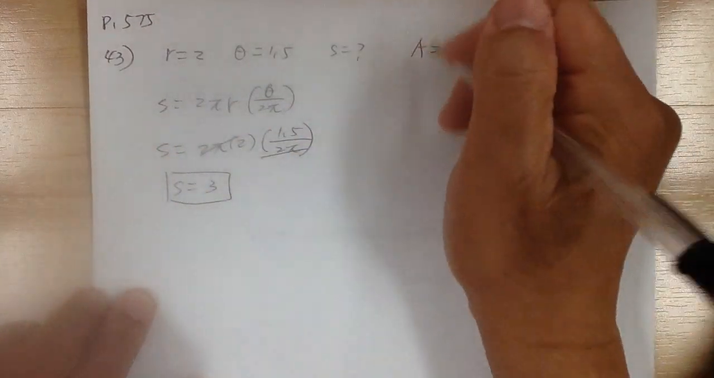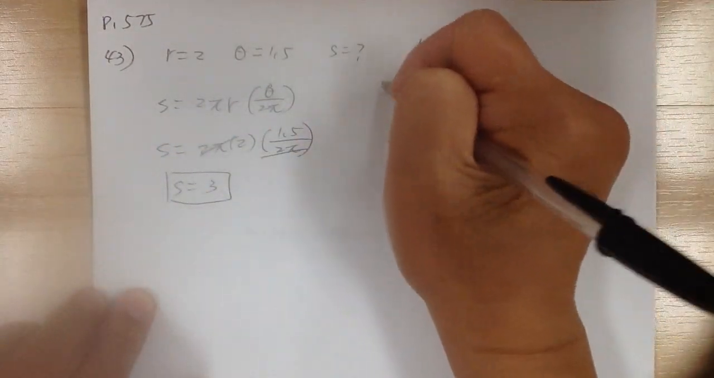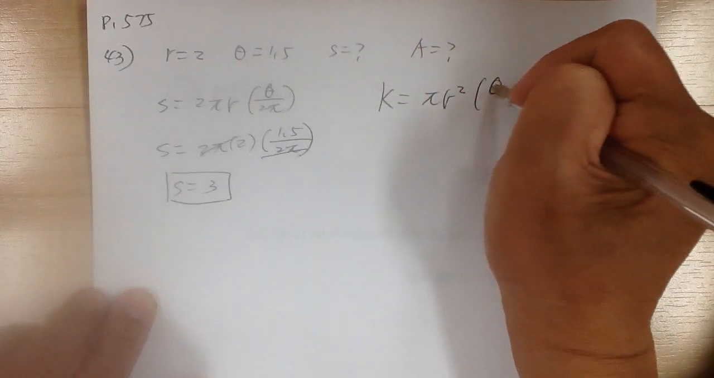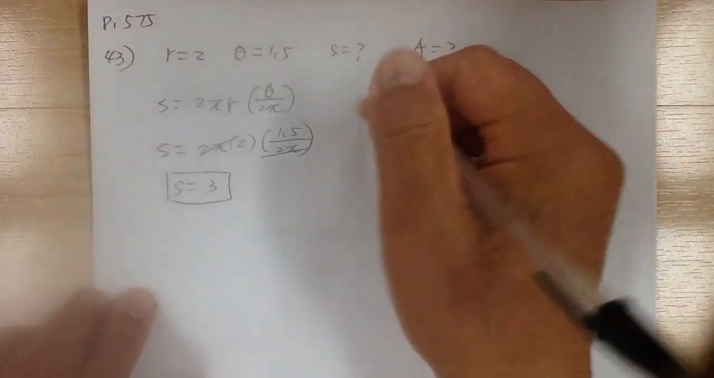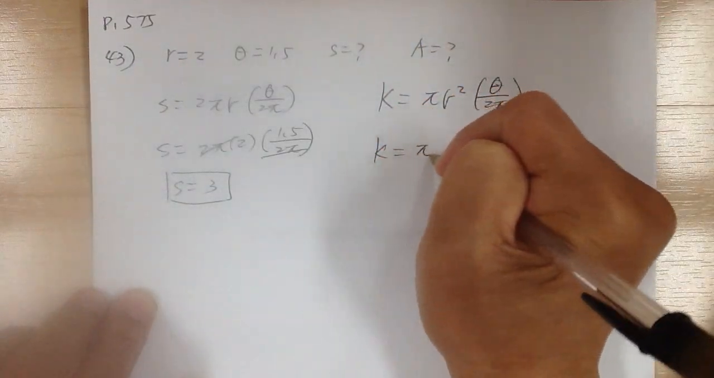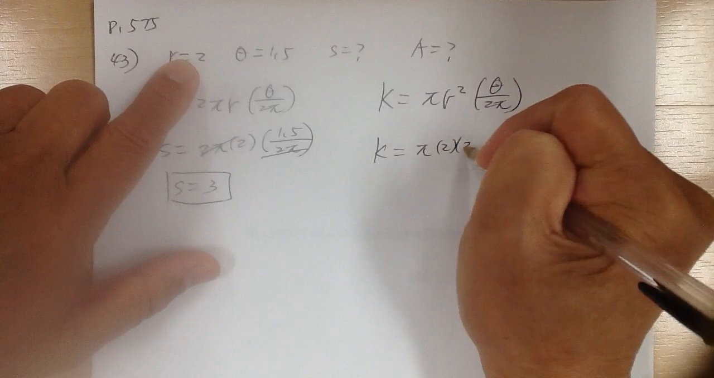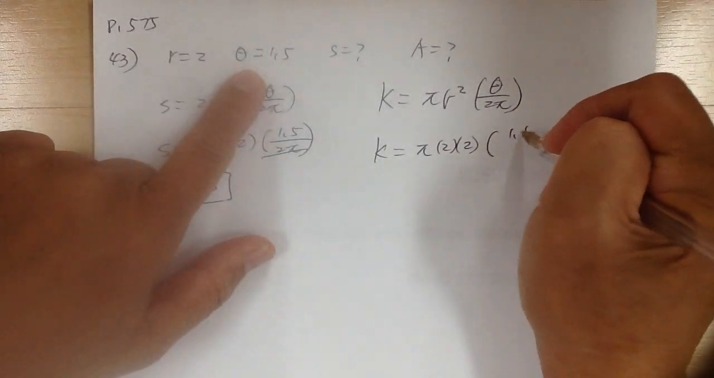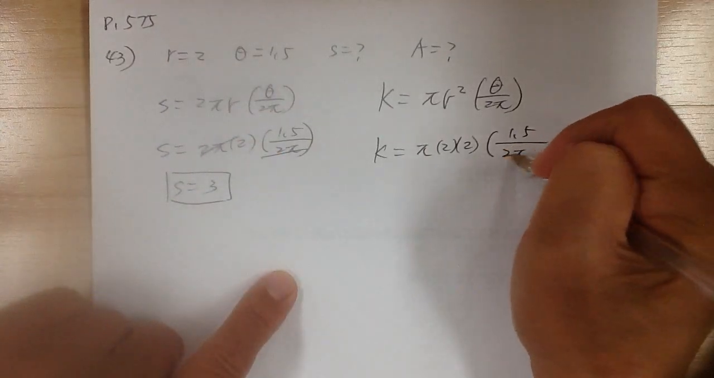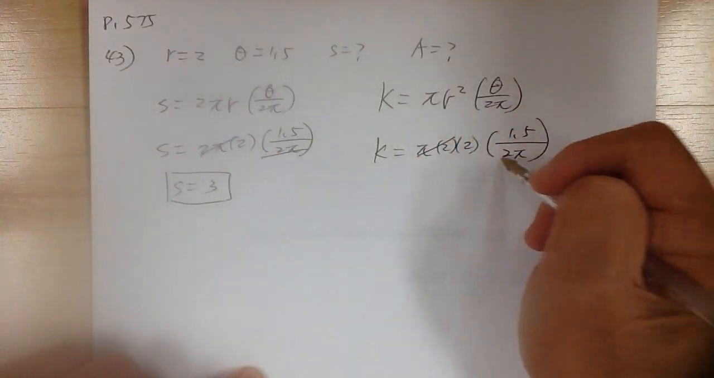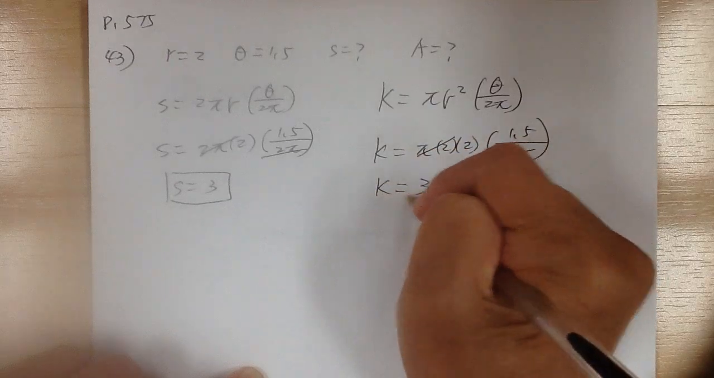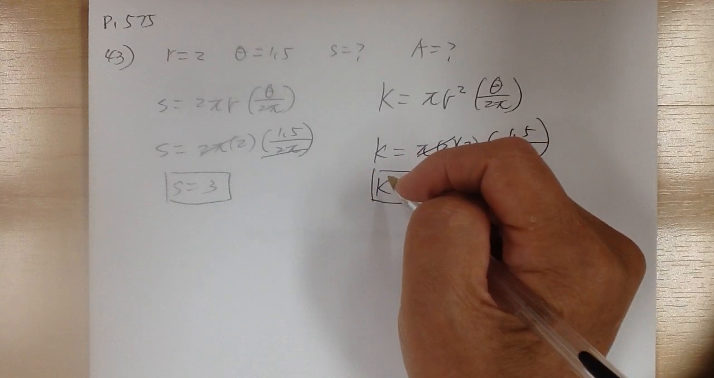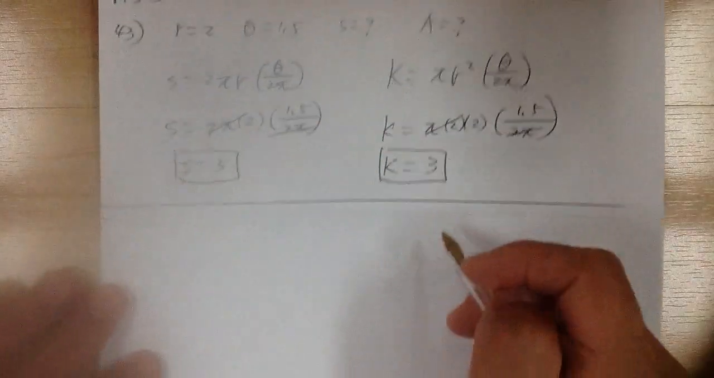Okay, and to find the area, I'm going to use K. So K equal to pi r squared times theta over 2 pi. So substitute, so K equal to pi r squared, I'm writing it out so it's easier to cancel, theta is 1.5 over 2 pi. Okay, so again 2 pi cancels with 2 pi, so K equal to 3. Okay, let's go to number 45.